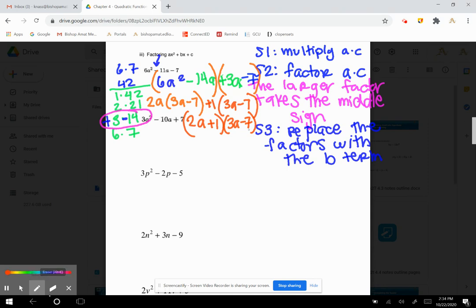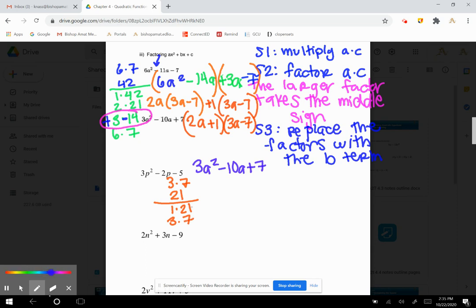Okay, next, let's do this next example. I'm going to write it over here. 3a squared minus 10a plus 7. Okay, so first step is to multiply a times c together. So 3 times 7 is 21. You're going to write down the factors of 21. 1 and 21 and 3 and 7.